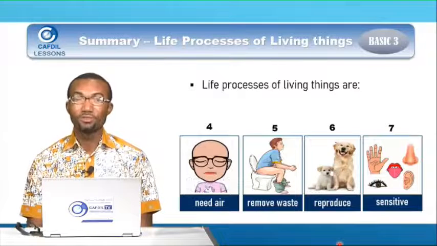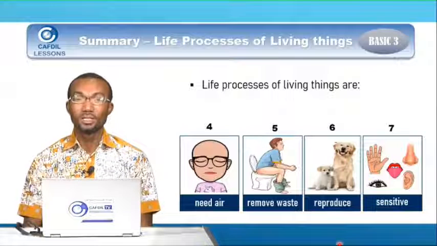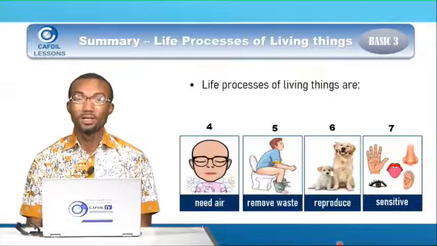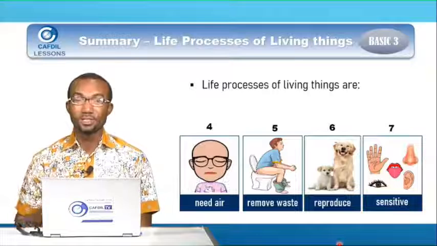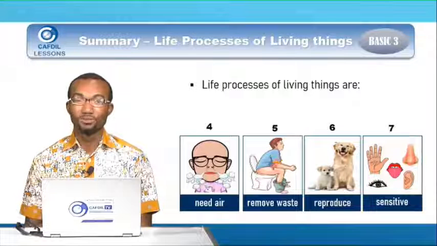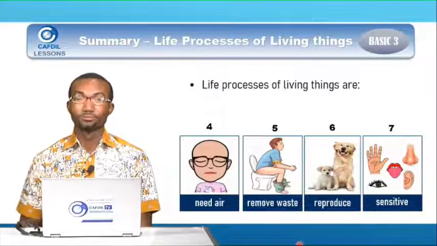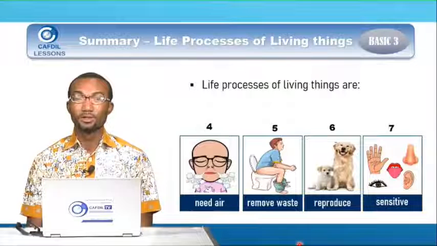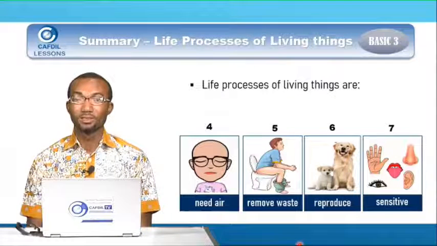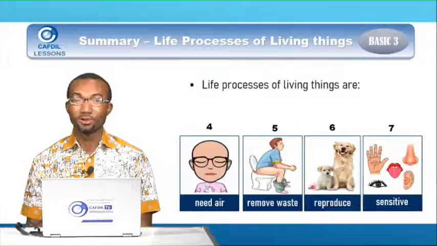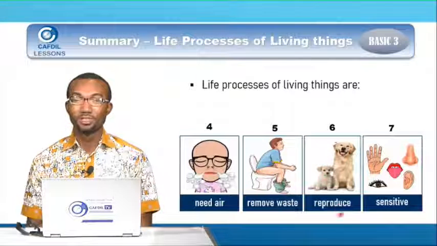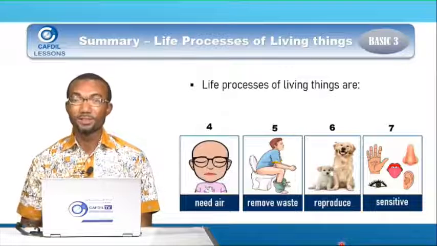5. Living things remove waste. That is what you call excretion. Living things remove waste. So human beings remove waste through urinating, through sweating, and through defecating. As you see the boy here removing waste from the body. Living things reproduce. That is the 6th one. So you see the dog here with its young one. That's the puppy. So living things produce young ones.